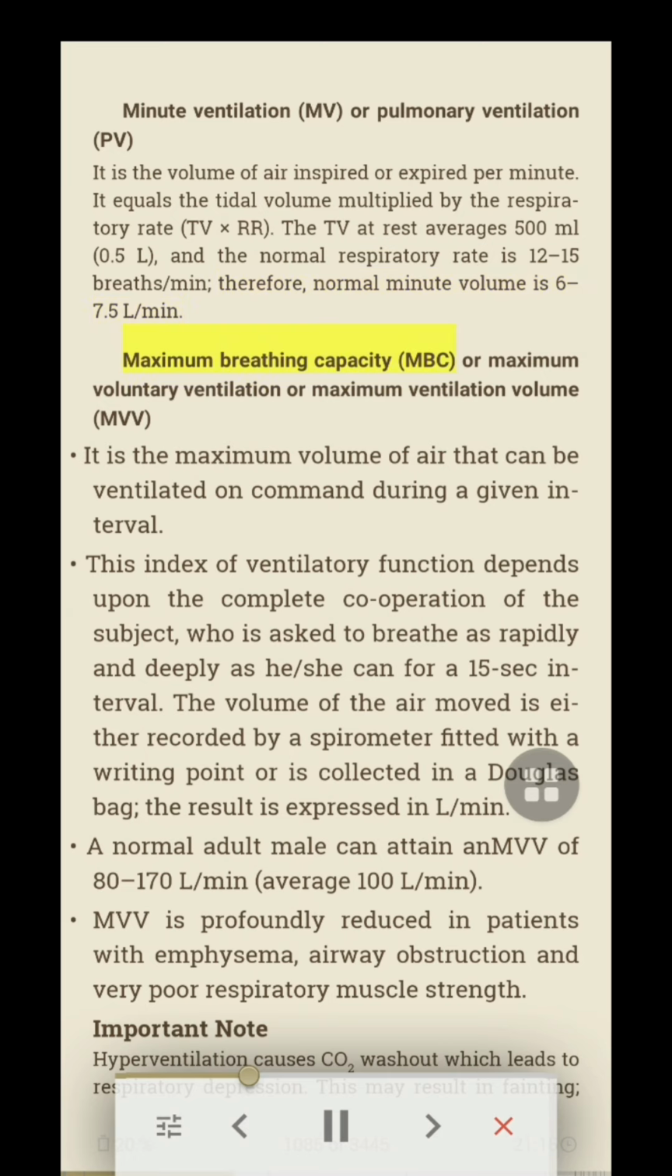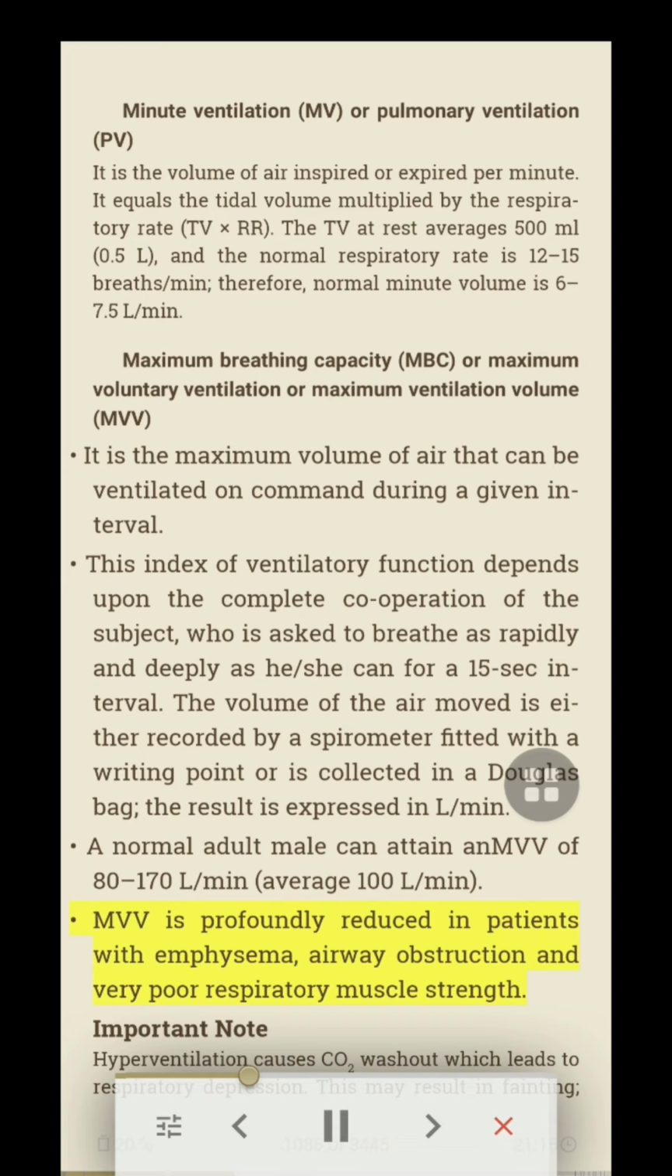Maximum breathing capacity, MBC, or maximum voluntary ventilation, or maximum ventilation volume, MVV. It is the maximum volume of air that can be ventilated on command during a given interval. This index of ventilatory function depends upon the complete cooperation of the subject, who is asked to breathe as rapidly and deeply as she can for a 15-sec interval. The volume of the air moved is either recorded by a spirometer fitted with a writing point or is collected in a Douglas bag. The result is expressed in L per minute. A normal adult male can attain an MVV of 80 to 170 L per minute, average 100 L per minute.